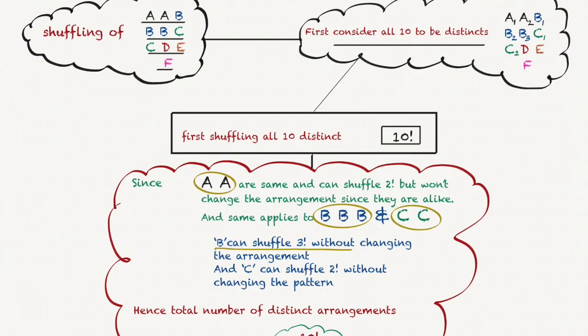So B can shuffle 3 factorial without changing the arrangement. C can shuffle 2 factorial without changing the pattern, and same A can shuffle 2 factorial but won't change the arrangement, since they are alike. So the total effective number of distinct arrangements would be corrected by 10 factorial divided by 2 factorial, 3 factorial, 2 factorial.